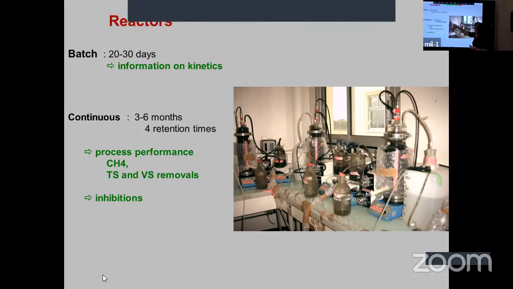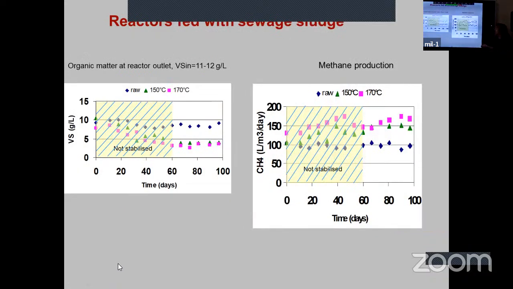This here is the reactor itself. Every day you introduce some amount of the substrate and withdraw the same amount to keep a constant volume. In this case, you can get the process performance, such as the methane production and the total solid and organic solid removals. And also, if there is some risk of inhibition, you will see it in these reactors. So here are the curves you can get.